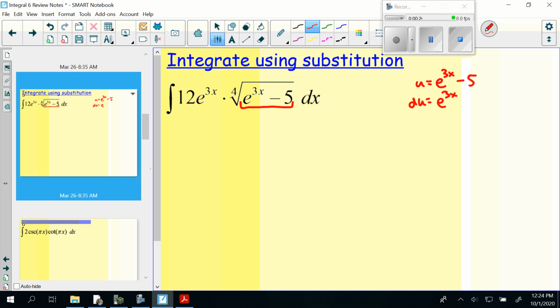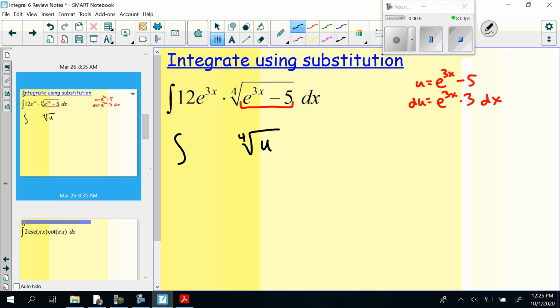The derivative would be e to the 3x, the derivative of the inside one is 3. The derivative of the minus 5 is 0. That's a constant, but we have our dx on here. Okay, so now when we substitute here, this is going to turn into the 4th root of u. Now the rest of this doesn't substitute exactly like it had in some of the previous problems.